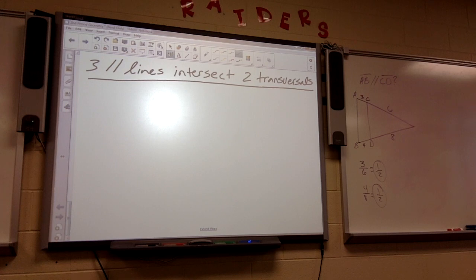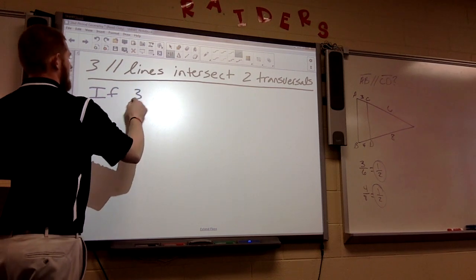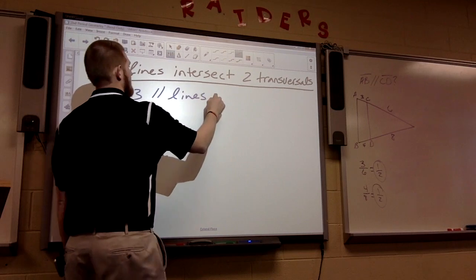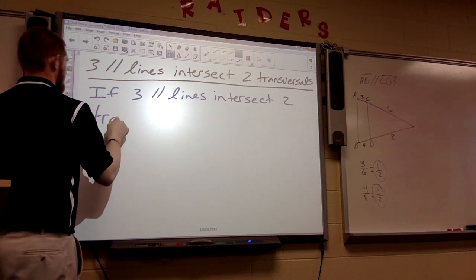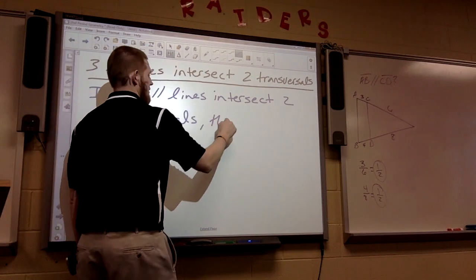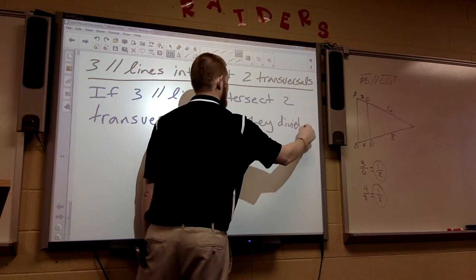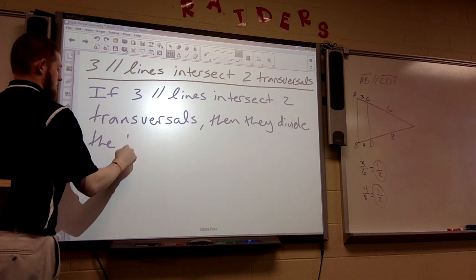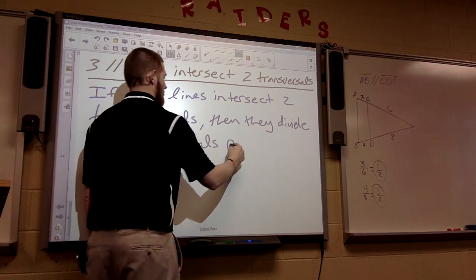Okay. This one says, if 3 parallel lines intersect 2 transversals, then they divide the transversals proportionally.